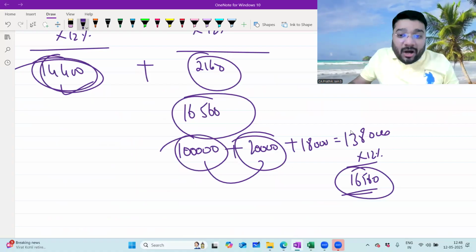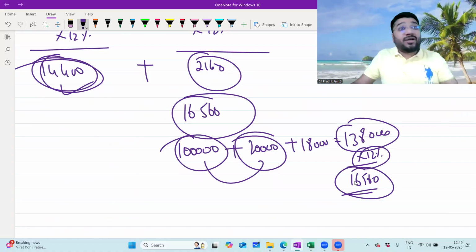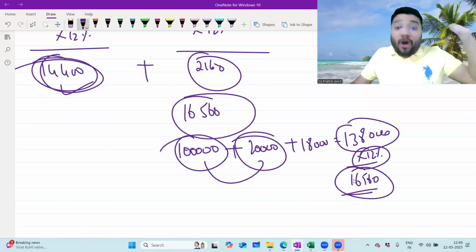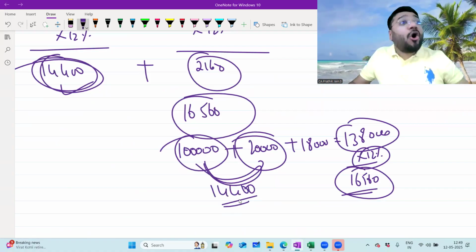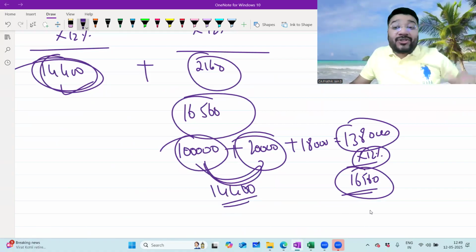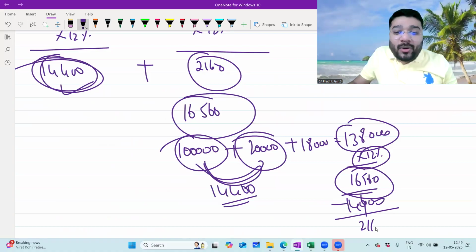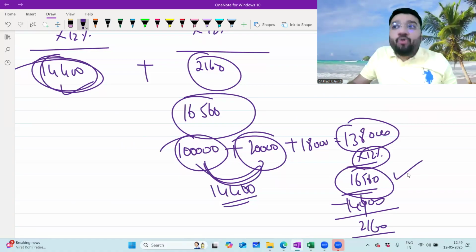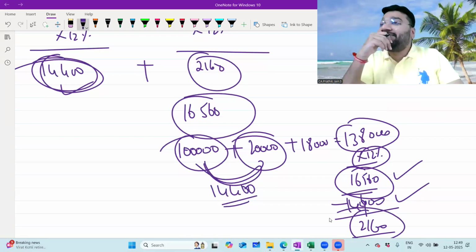So what we did, on 1,38,000, 12% GST, 16,560 we collected. Because this money we have to collect from the customer. But out of this, tax on these both, which is 14,400, is already paid to the government in advance. So we minus that and pay the balance 2,160 to the government. So this is output. From there, I minus the input and pay the balance 2,160 to the government.